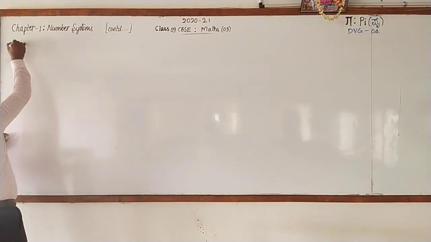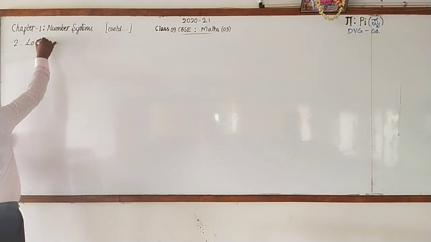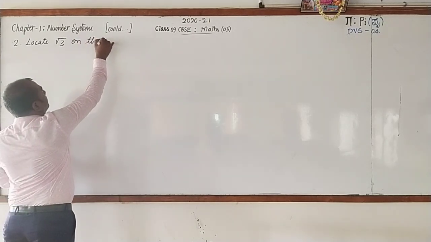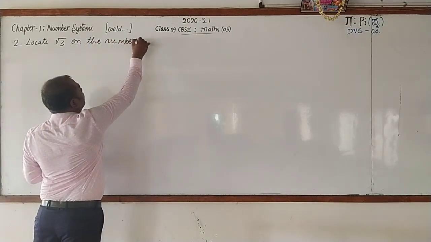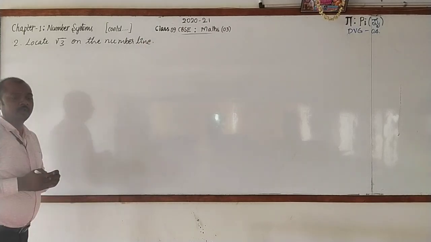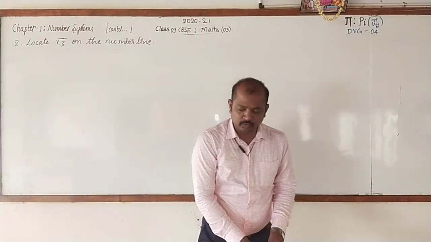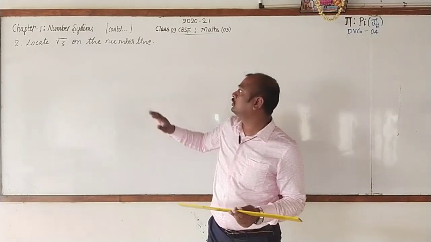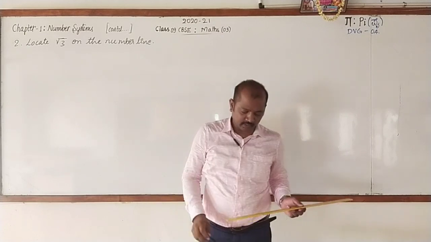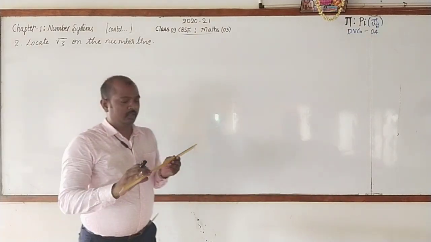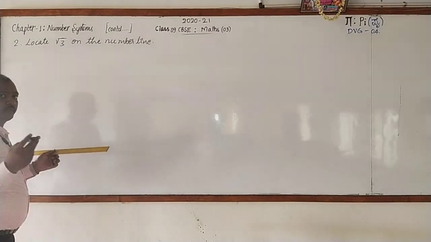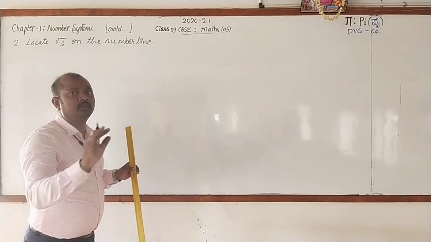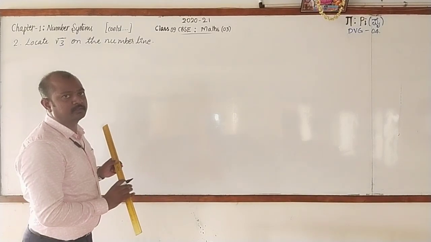Now write down the second question: locate root 3 on the number line. I hope you are all ready with your instrument box. We need geometrical instruments to locate root 3 on the number line. Now I am going to take a scale. You have to take a scale too. Don't construct along with me. After the construction is over, pause the video and copy it into your notes.